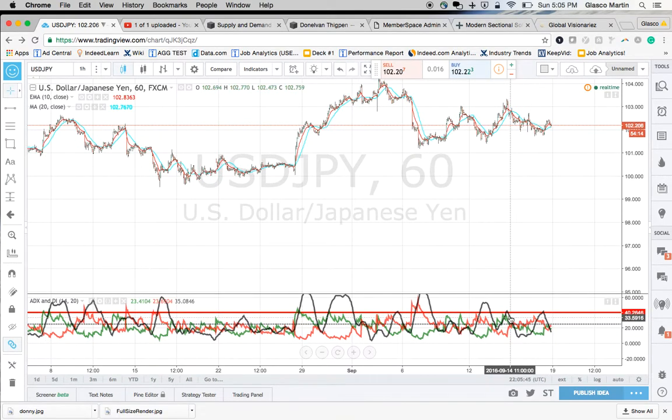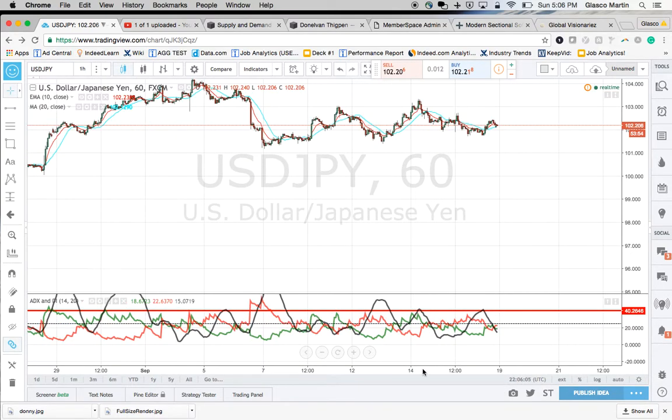So say you're in a buy or you're looking for a buy, and the market was moving up right here. You really don't want to be buying at this point, whenever the ADX line is at 40. You'd really be looking for a sell point. So that's how you would use that.